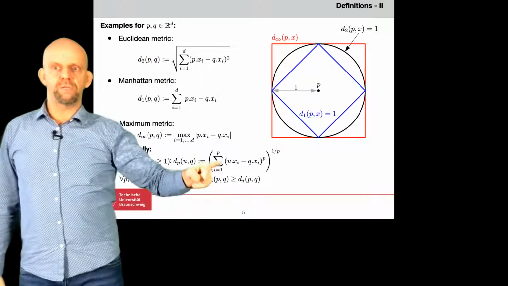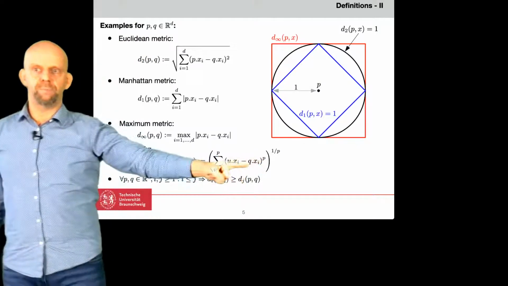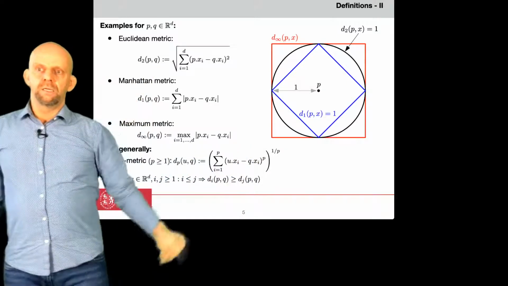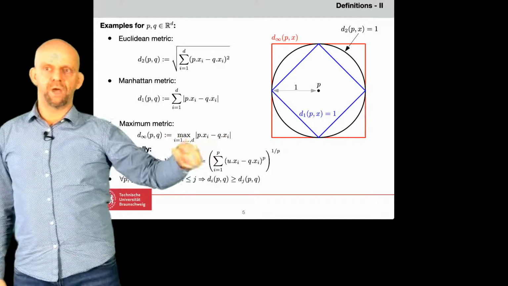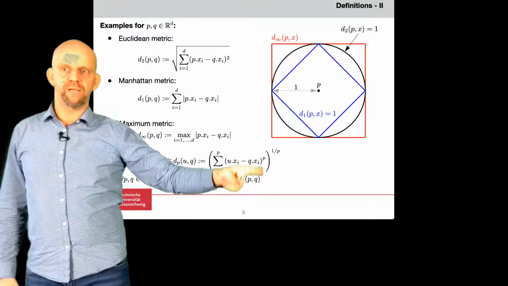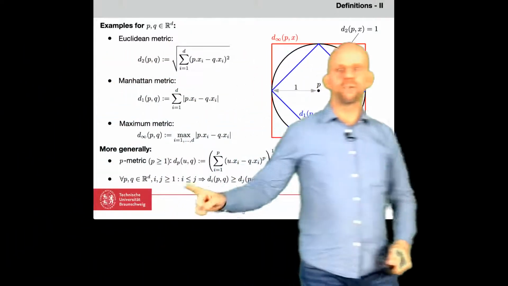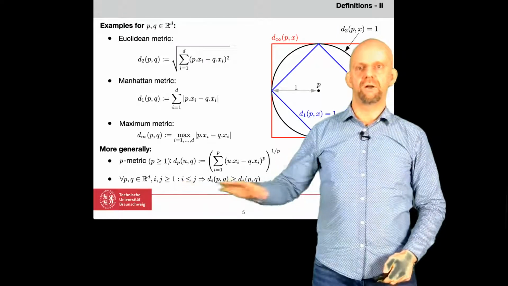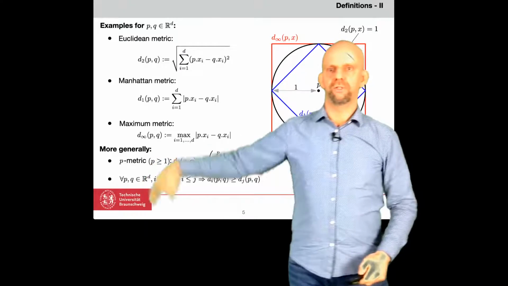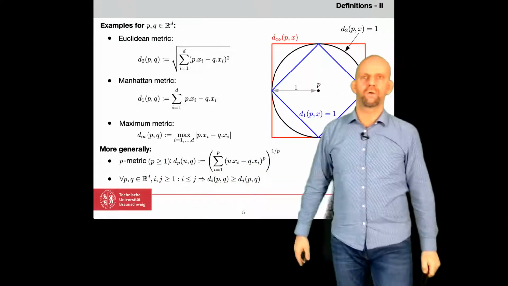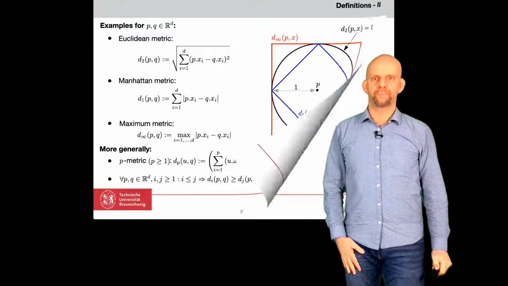And when you let p go to infinity, you get the maximum metric, because then the maximum dominates. And if you take the absolute values here instead, that's the L1 metric. You can convince yourselves that all these properties hold. There's a few extra things that you can look at and learn in mathematical geometry.